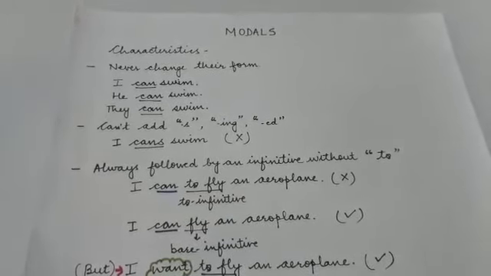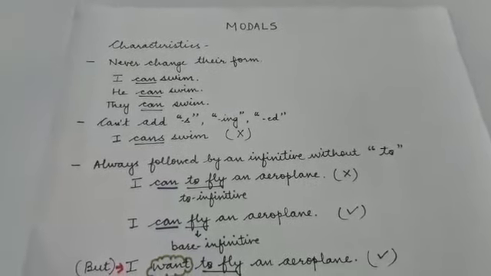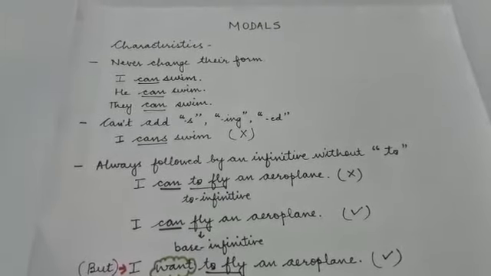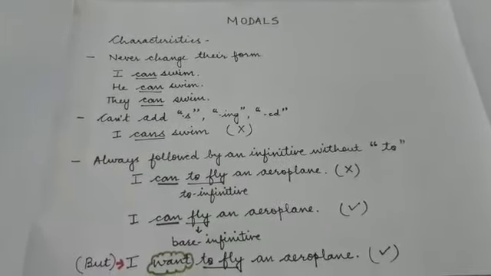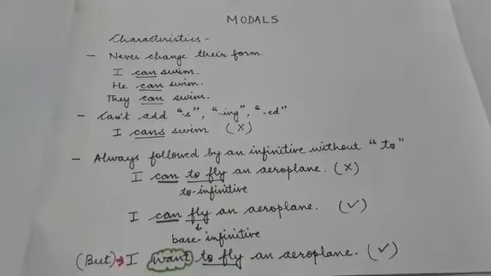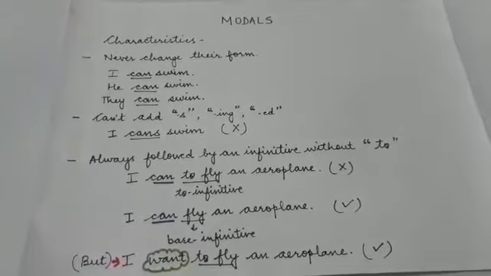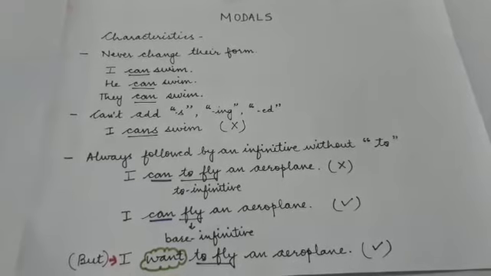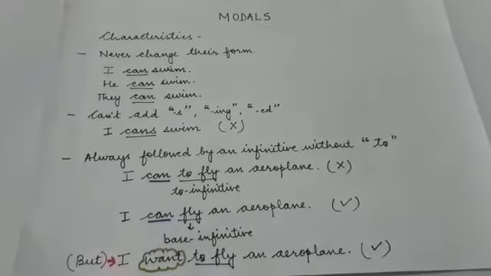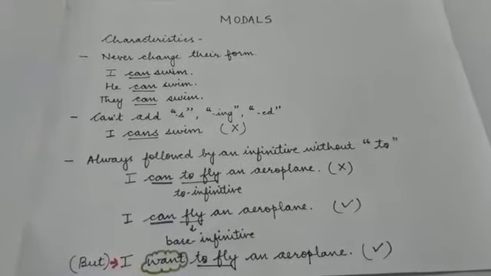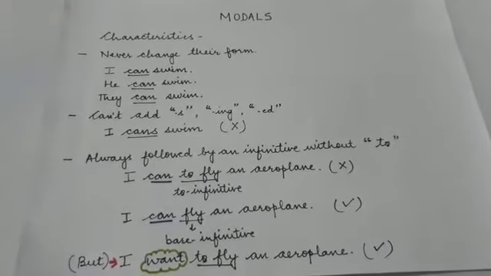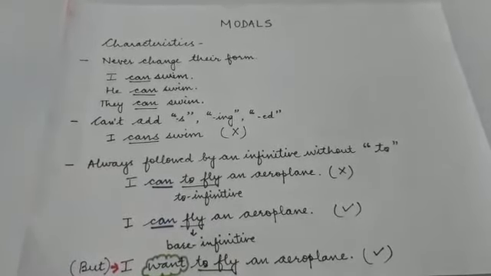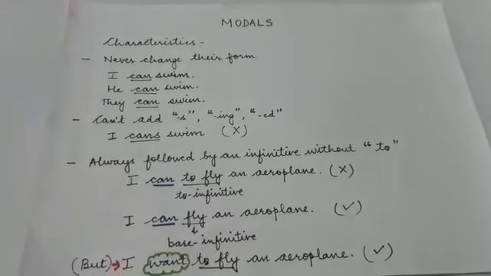Otherwise, in other verbs, you see that it changes. For example, I go and he goes. Here the form of the verb go changes. But in the case of modals, their structure, their form remains unchanged. Now let's look at the second characteristic of modals, that we cannot add s, ing or ed to the modals. That is, I cannot say I cans swim or I canning swim or I canned swim. It means their s, ing and ed forms are not possible with the modals.